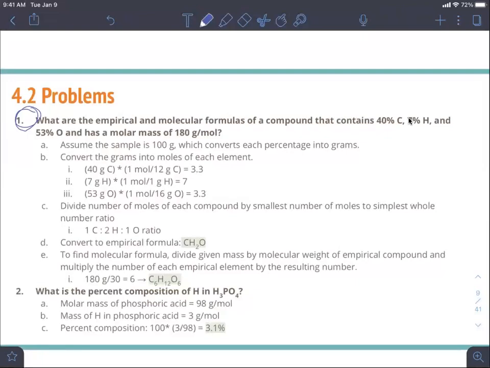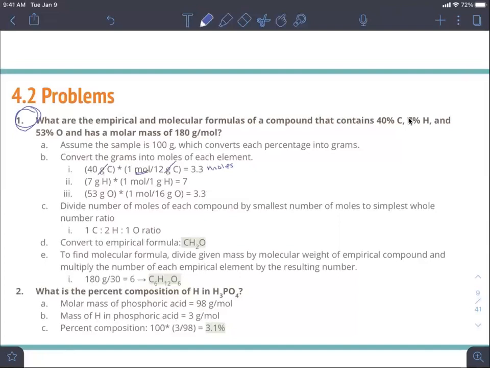Okay, so let's convert the grams into moles. This is also some really simple stoichiometry. One way to know that you're getting the thing you need, in this case moles, is to cancel out the units as you use them up. So you can cancel out grams here and grams here, and all that's left is moles. So you know that this is 3.3 moles of carbon. You just keep on doing that, and you'll find that you have 3.3 moles of carbon, 7 moles of hydrogen, and 3.3 moles of oxygen.